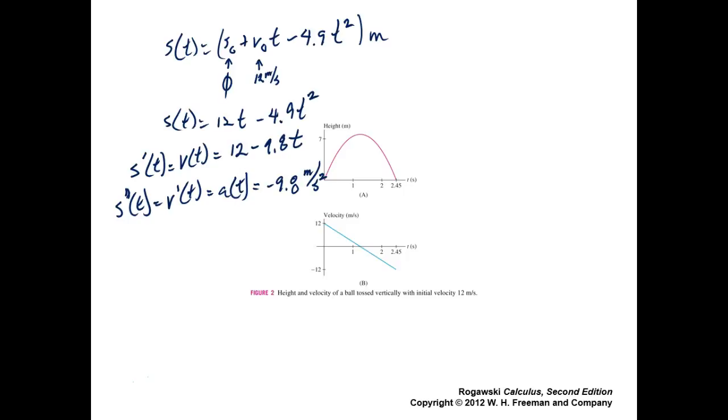And where it hit the ground would be set that equal to 0, and then you have a quadratic to solve. Only that would be pretty easy because you can factor this: 12 t times 12 minus 4.9 t. Well, obviously the first one, t is equal to 0, that's where you threw it from.